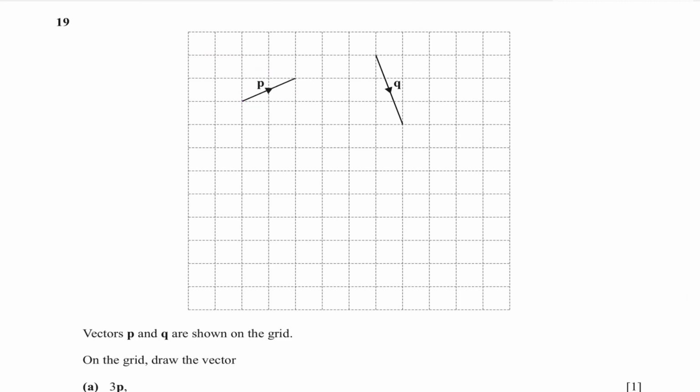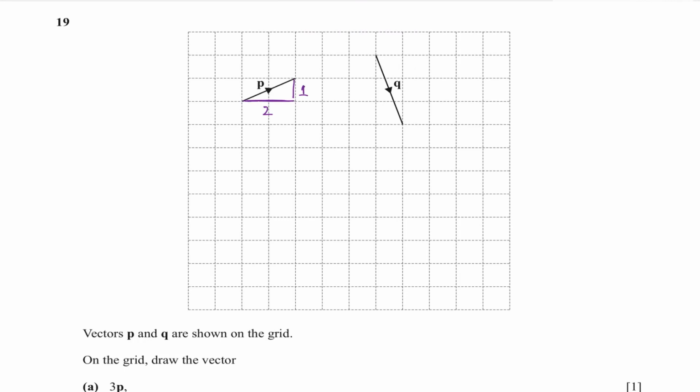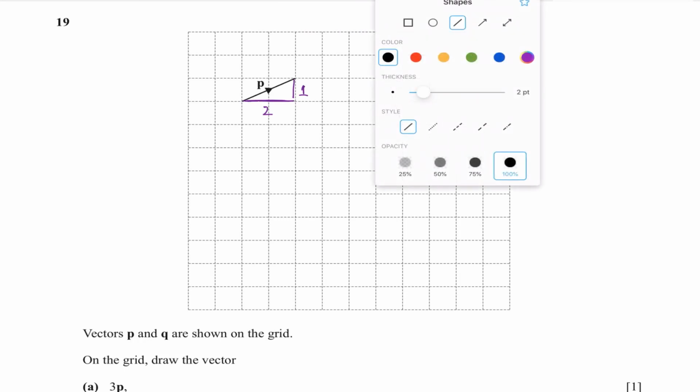So before I do that, I'll have to check what the rise to run ratio is. So I can see that the run to rise ratio is 2. For every 2 units of run, there is 1 unit of rise. So if I have to multiply this by 3, that means 3p will have 6 units of run and 3 units of rise.